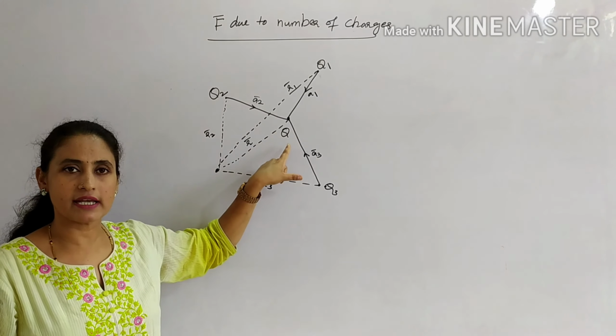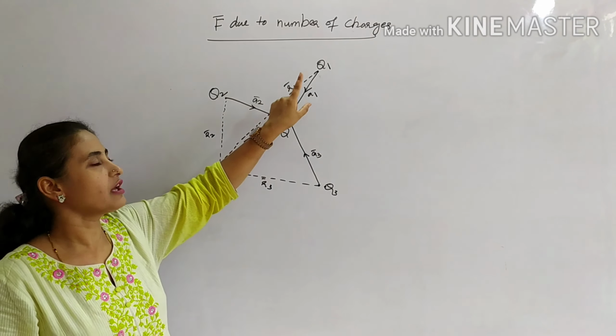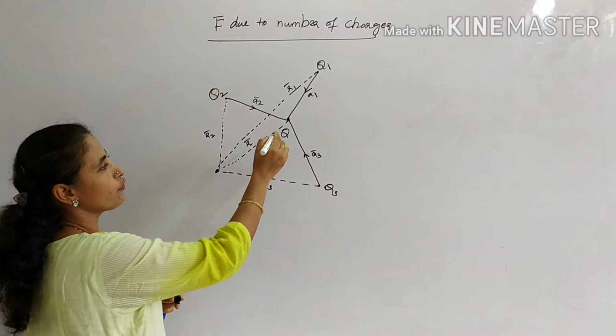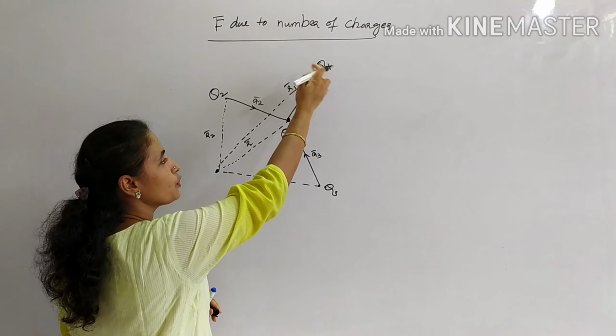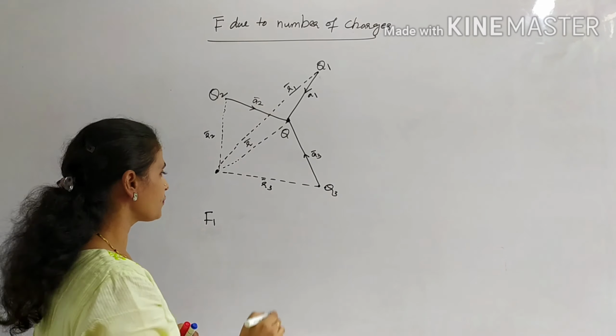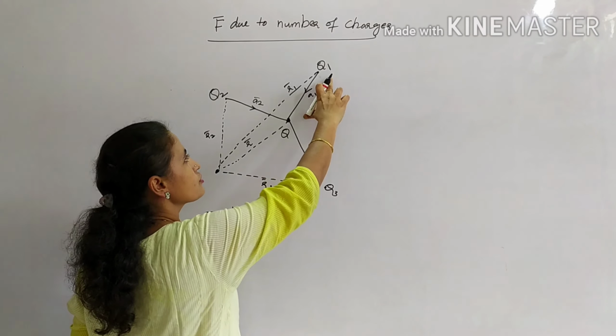Means the force exerted on one point charge Q is only due to the one charge at a time. Okay. Now let the force due to the charge Q1 on Q be F1. So what is the formula? We know that it is K into these two charges, right?